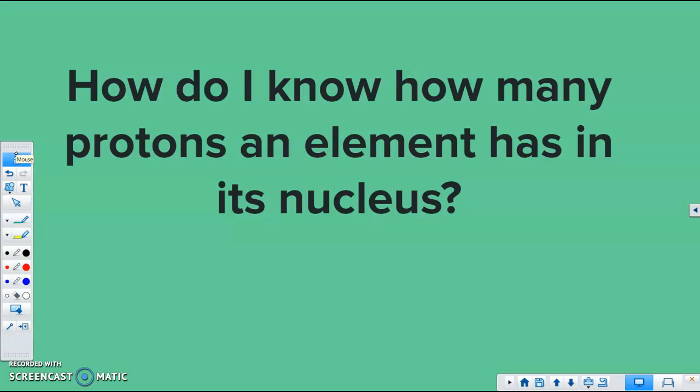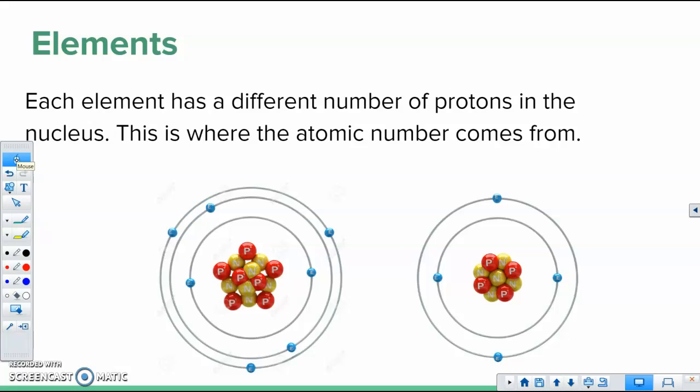So how do I know how many protons an element has in its nucleus? This is actually a fairly straightforward thing. Each element has a different number of protons in the nucleus. This is where the atomic number comes from. So in other words, if I know the atomic number of an element, I automatically know how many protons it has in the nucleus. The number of protons is what makes an element that element.